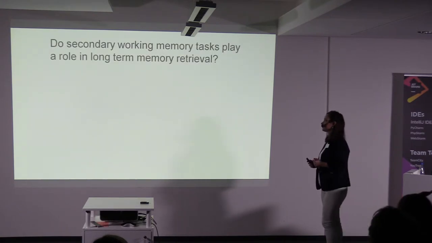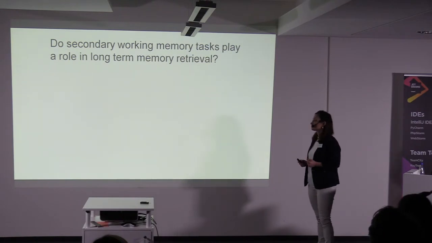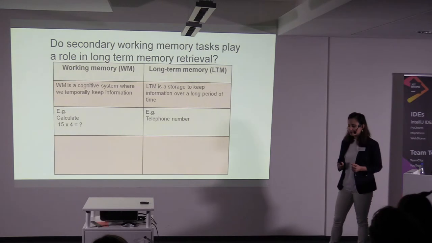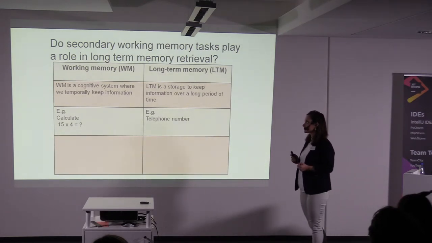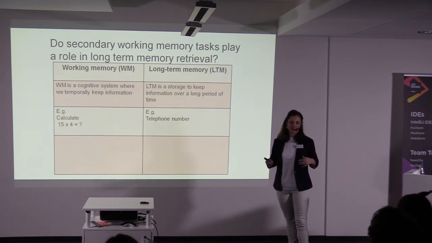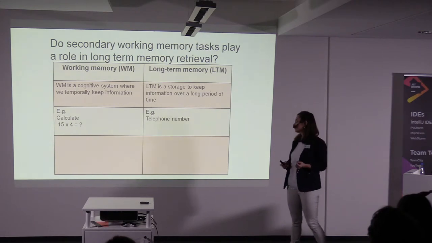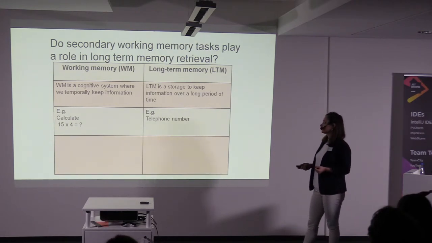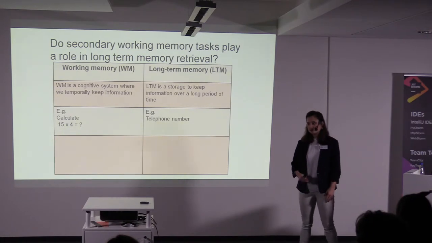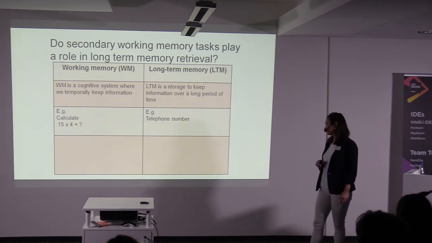So my question is, do secondary working memory tasks play a role in long-term memory retrieval? What is working memory? Working memory is a cognitive system where we temporarily keep information. For example, I ask you, calculate 15 times 4, and then you think about it. This is your active memory. And long-term memory is a storage to keep information over a long period of time, which can be your telephone number, the birthday of your girlfriend or boyfriend, or the day you met her or him.